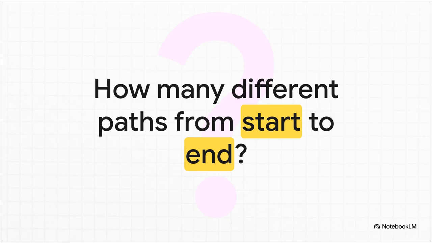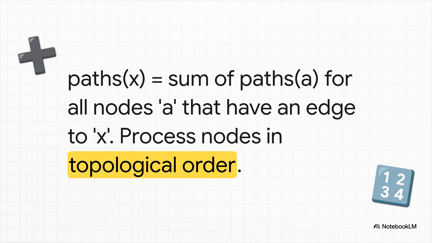Think of it like a project plan. How many different sequences of tasks can get you from the very beginning to the final delivery? The logic here is just beautiful. If you want to know how many ways you can get to some node X, all you have to do is add up the number of ways you could get to all the nodes that point directly to X. It's that simple. And because we process the nodes in topological order, we can guarantee that by the time we get to node X, we've already figured out the values for all the nodes that feed into it.